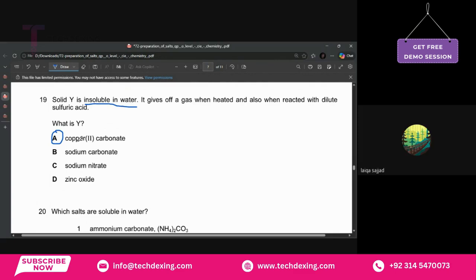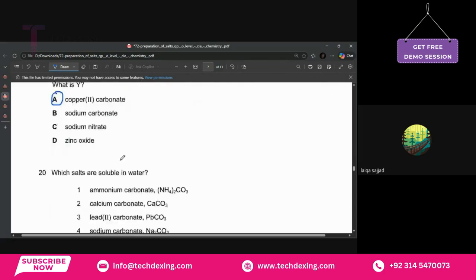Very good. There was a property which said that the compound gives off a gas when it is heated. So we know zinc oxide only produces a salt and water. No gas will be produced. But as far as copper carbonate is concerned, whenever carbonates react with acids, they give us carbon dioxide gas. So we use both of the properties, property 1 and property 2, to get to the actual solution.